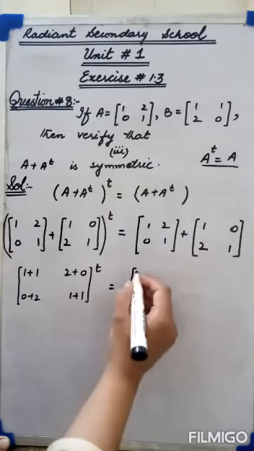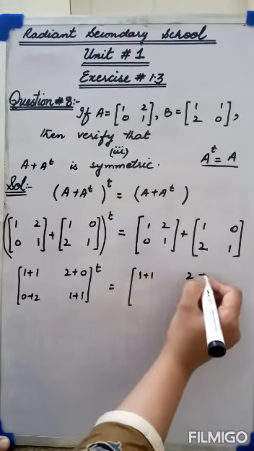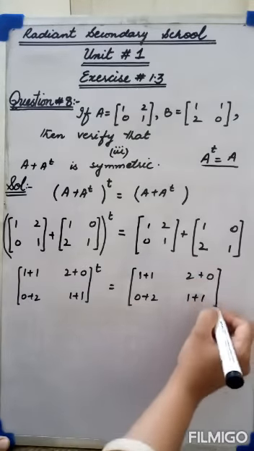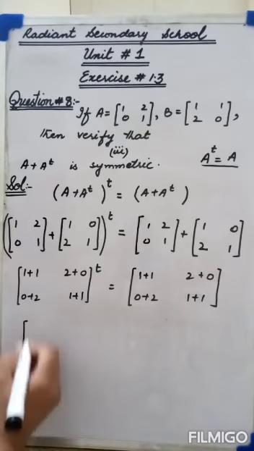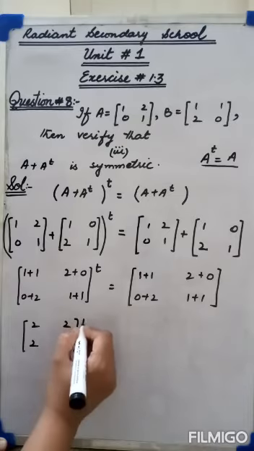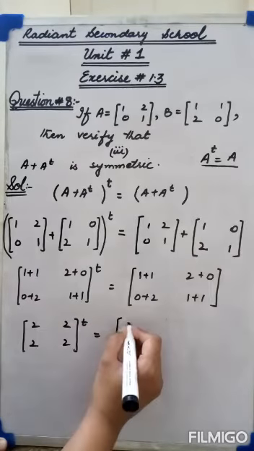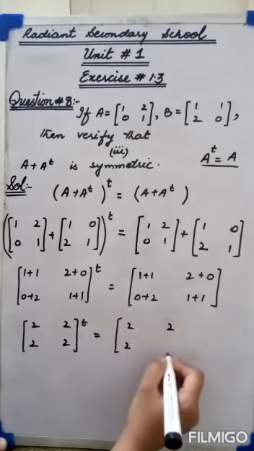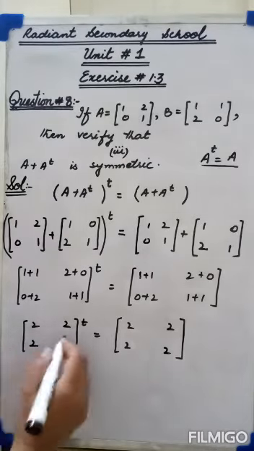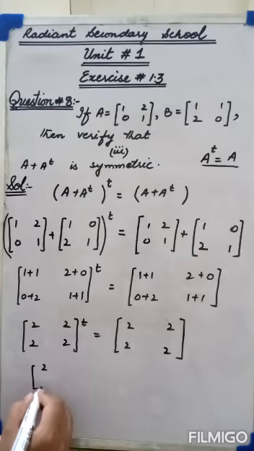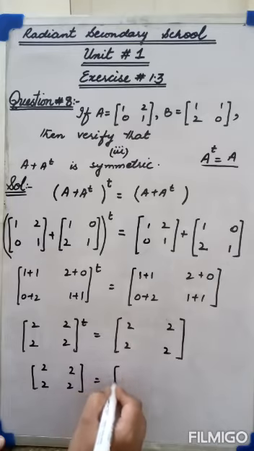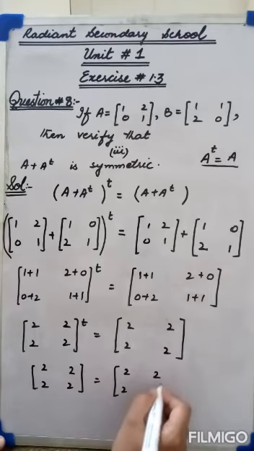And on this side again you have to add the corresponding entries: 0 plus 2, 1 plus 1. Okay, now we will add them. This will be 2 2 2 2, whole transpose, is equal to 2 2 2 and 2. On this side we have to take its transpose, so we will write the first row into a column, the second row into a column. So this is the same, and you can see both sides are equal.